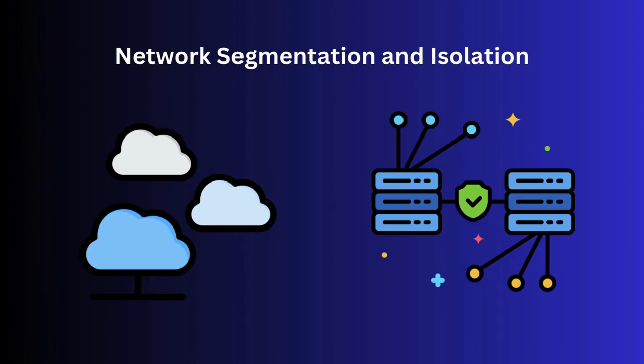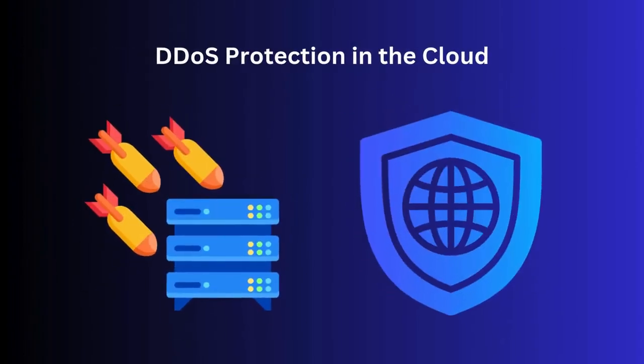Isolation ensures that resources in one segment of the network cannot directly communicate with resources in another unless explicitly permitted. It limits the blast radius of potential security incidents. Use cases: common network segments include public, private, and demilitarized zone segments. A public segment might host web servers, while a private segment might contain databases that should not be directly accessible from the internet.